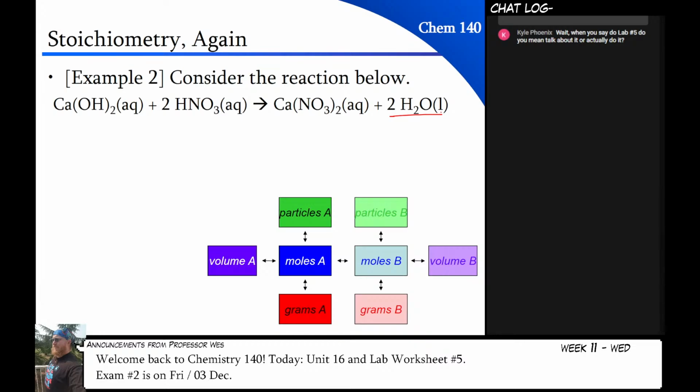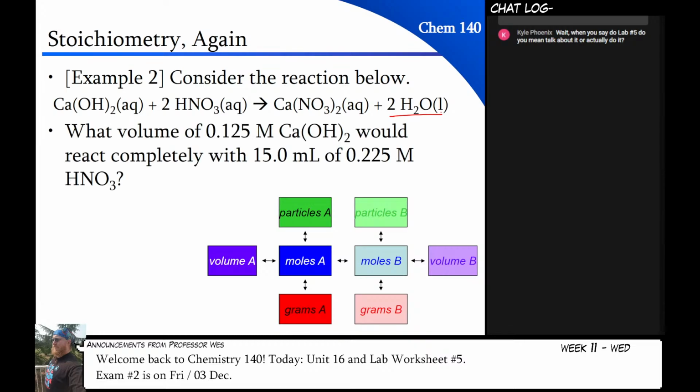All right, let's suppose that I took this reaction and I reacted 15 milliliters of nitric acid, and the nitric acid had this molarity, completely with my calcium hydroxide, and it was 0.125 molar calcium hydroxide, and I put some random amount in. I don't know how much it was. What would that volume end up being?